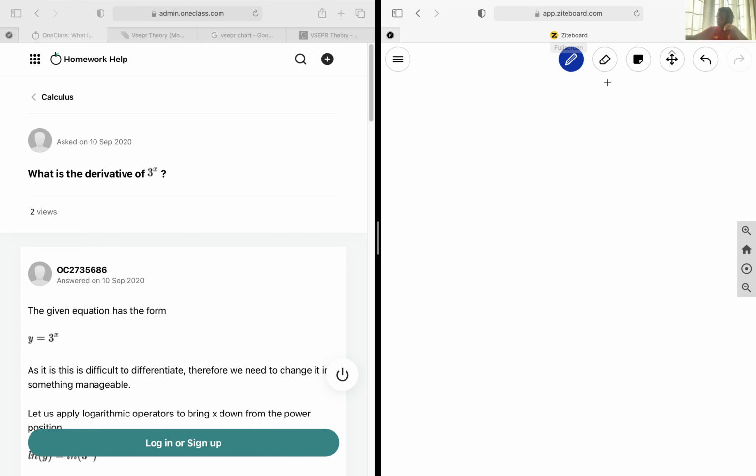Okay. For our next question, we will want to find the derivative, so d over dx of 3 to the power of x. For this one, we're going to be using some logarithmic properties. So first we're going to set y equal to 3 to the power of x, right? And so that means we'll be looking for d over dx of y. And so we first start off by taking the ln of both sides, and we get ln y is equal to ln 3 to the power of x.